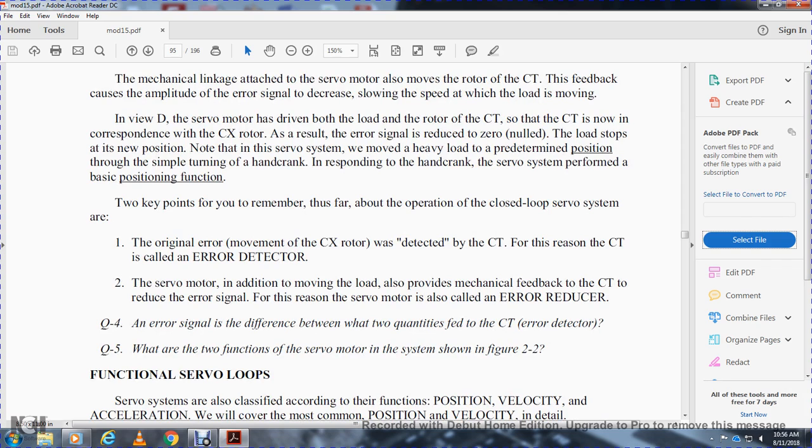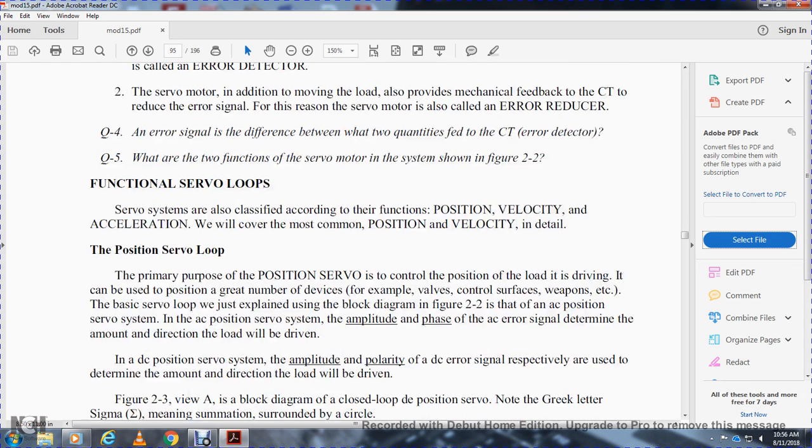Two key points to remember about the operation of the closed loop servo system. The original error from moving the control transmitter rotor was detected by the control transformer. The reason the control transformer is called the error detector. The servo motor, in addition to moving the load, provides mechanical feedback to the control transformer to reduce the error signal. The reason the servo motor is called the error reducer.